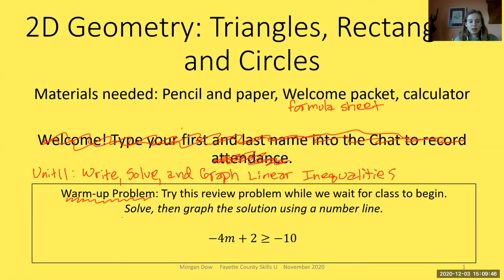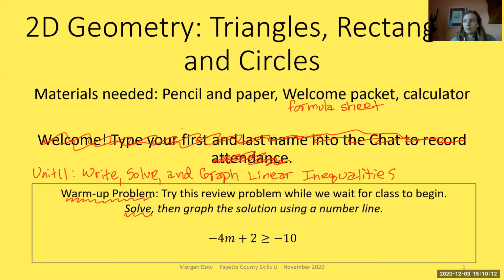So the directions say solve, then graph the solution using a number line. So first thing we need to do is we need to solve this inequality. This inequality says negative 4m plus 2 is greater than or equal to negative 10. So when we say solve this inequality, we mean solve it for the values of m that will make this statement true.